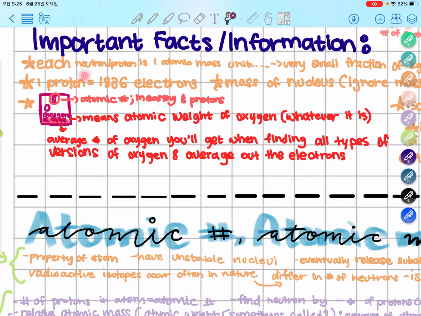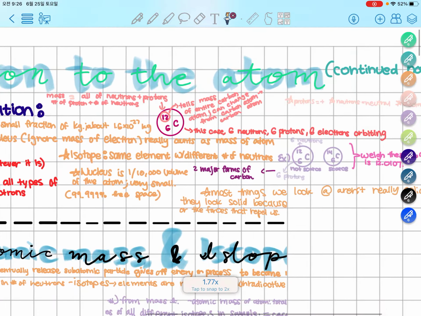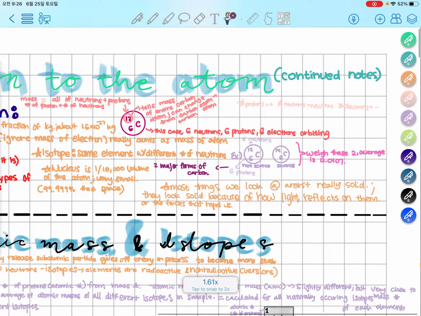So here, as you can see, this is not an atom, but this is kind of like the periodic table. This is one of the elements, which is oxygen. This number 8 up here is the atomic number, meaning the number of protons. Here, this number means the atomic weight of oxygen. It's the average you'll get when finding all types of versions of oxygen and averaging them out. An isotope is the same element with a different number of neutrons.